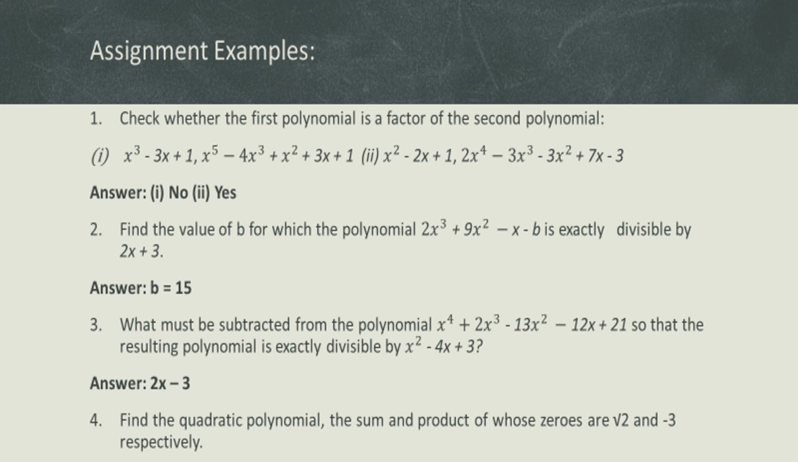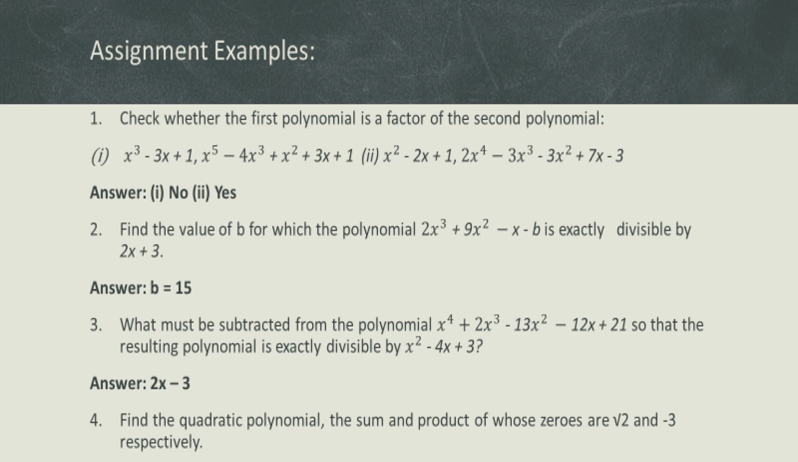What must be subtracted from polynomial x raised to 4 plus 2x cube minus 13x square minus 12x plus 21, so that the resulting polynomial is exactly divisible by x square minus 4x plus 3. Again divide it, and at last whatever remainder you are getting, that you have to subtract from the given polynomial, so that the remainder will become 0 and it will be exactly divisible. The answer is 2x minus 3.